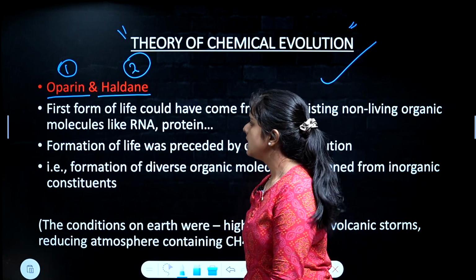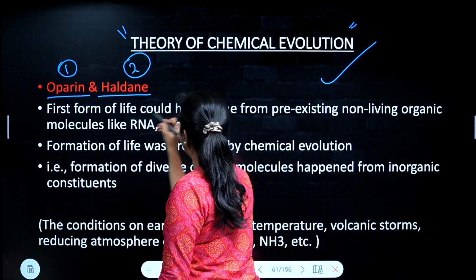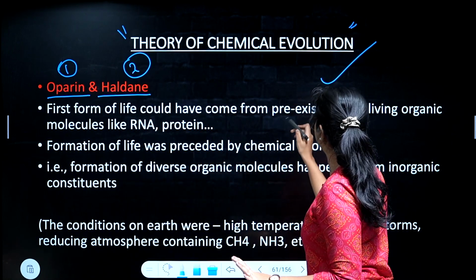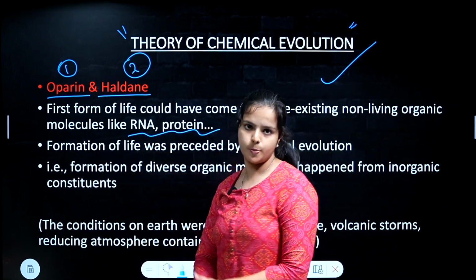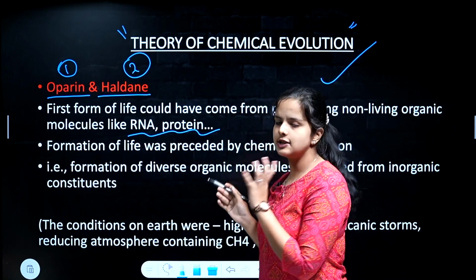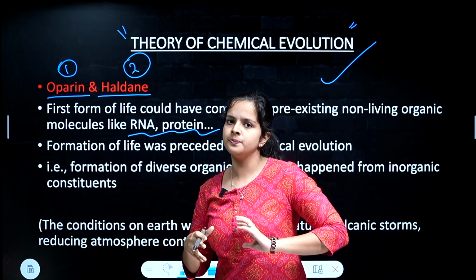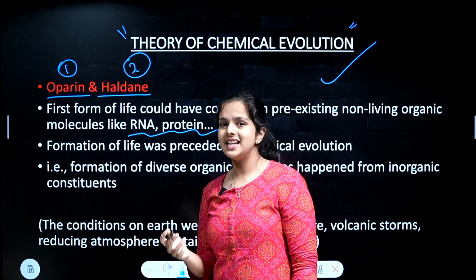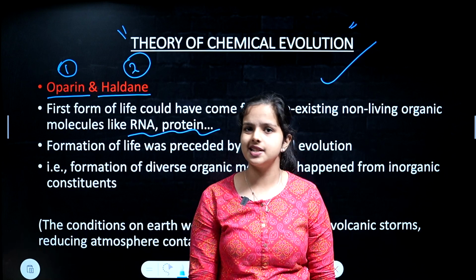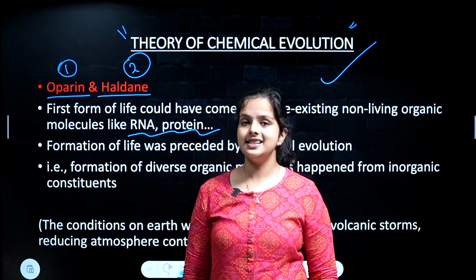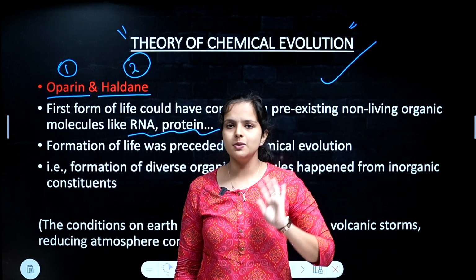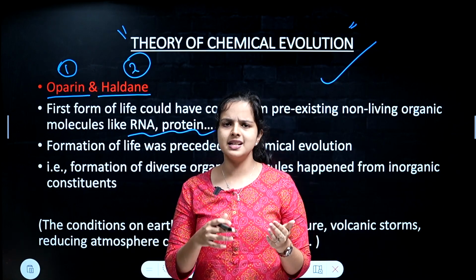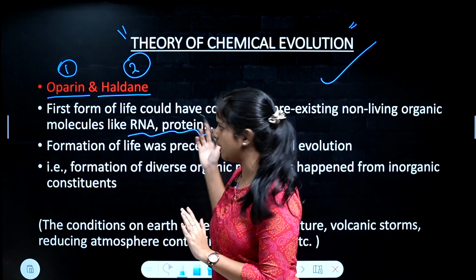They both said that the first form of life could have come from pre-existing non-living organic molecules like RNA or protein. Okay, so they didn't say that life came from mud or straw, but from organic substances like RNA and protein. So they said that first, on earth, chemical evolution took place. What do you mean by chemical evolution? Chemical evolution means the formation of chemicals like RNA and protein and all that.